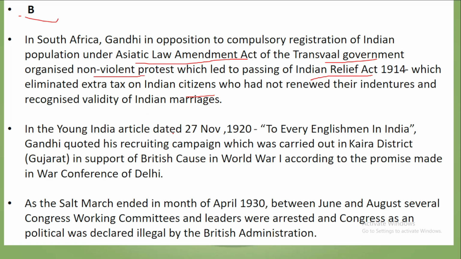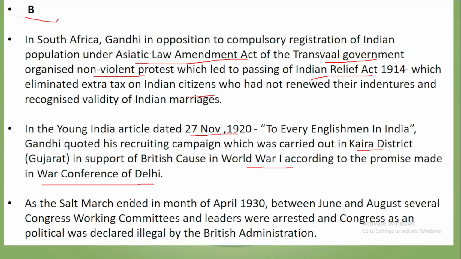In the Young India article dated 27 November 1920, To Every Englishman in India, Gandhi quoted his recruiting campaign, which was carried out in Kaira district, Gujarat, in support of the British cause in World War I. He supported it according to the promise made in the War Conference of Delhi.